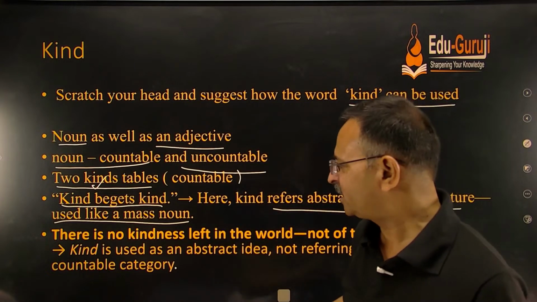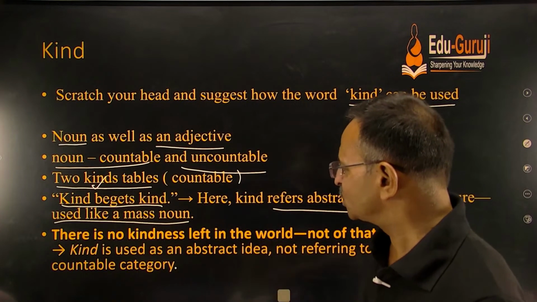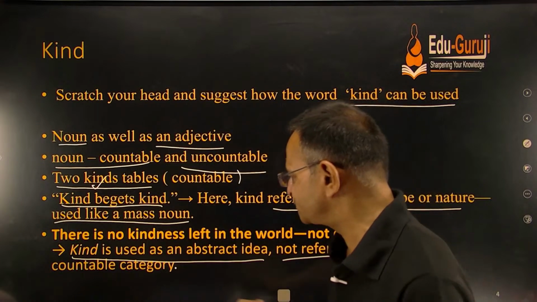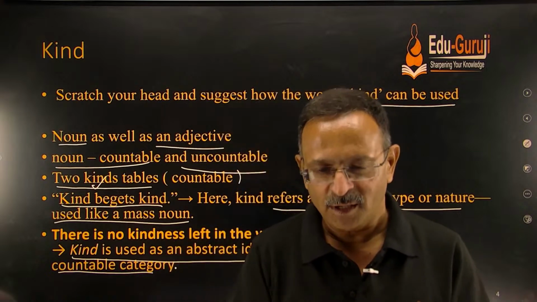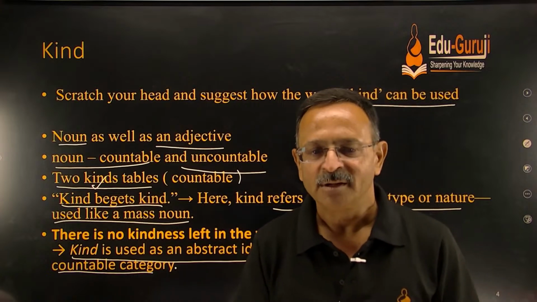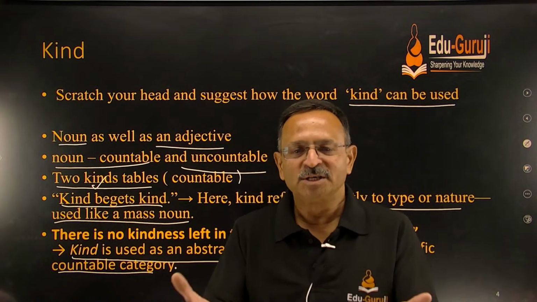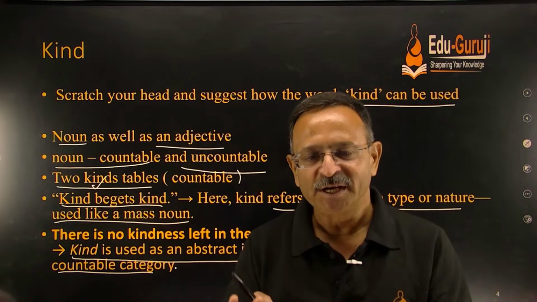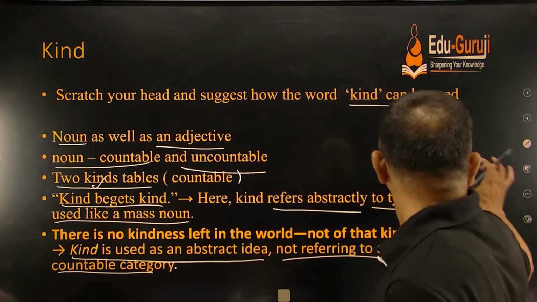Another example would be: there is no kindness left in the world, not of that kind. So kind is used here as an abstract idea, not referring to a specific countable category. We're not talking about a particular category, but in general. So I'm sure you now know it is being used as a noun. Let's move ahead and see.